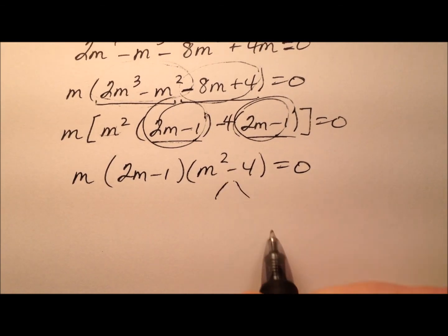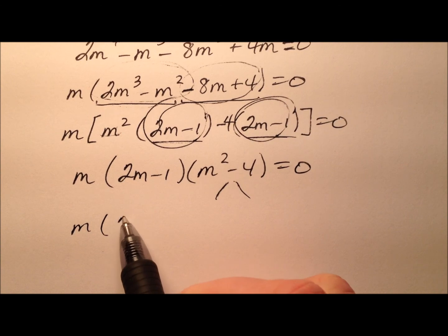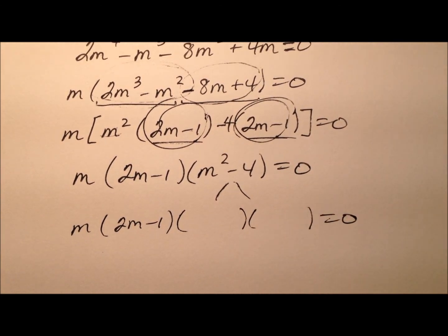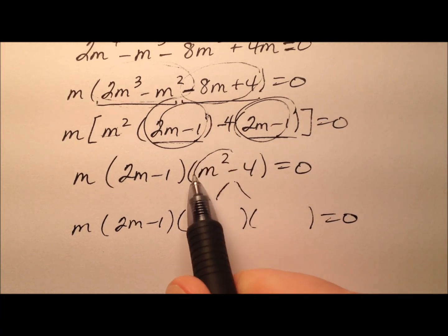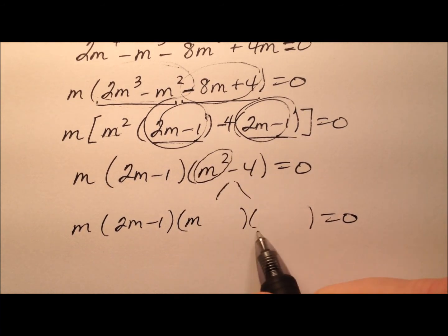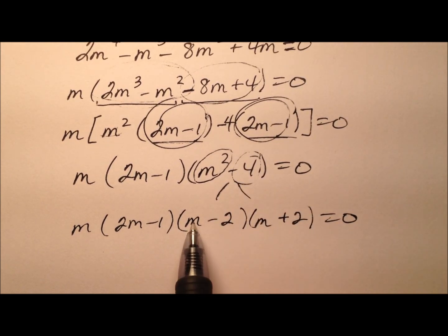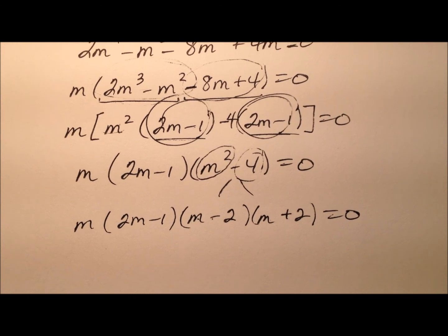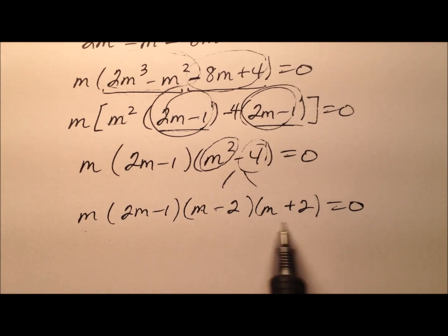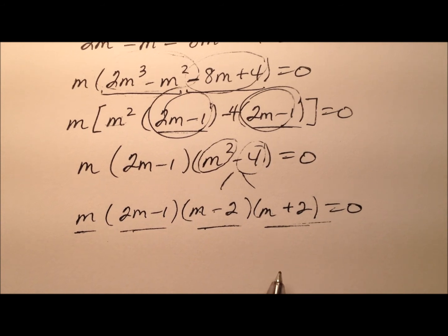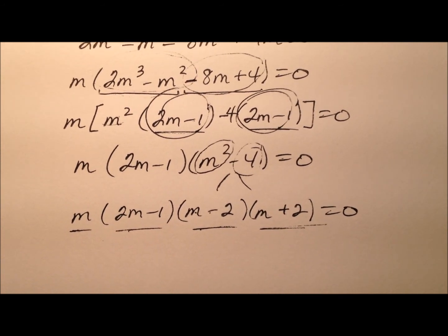Ooh, well this m squared minus 4 looks like the difference of two perfect squares. So let's go ahead and set up that difference of squares factorization. The square root of m squared is m, and the square root of 4 is 2. So we'll say m minus 2 and m plus 2. So now we have this algebraic expression in fully factored form, and we have 1, 2, 3, 4 unique factors here that are all being multiplied together to give me 0.